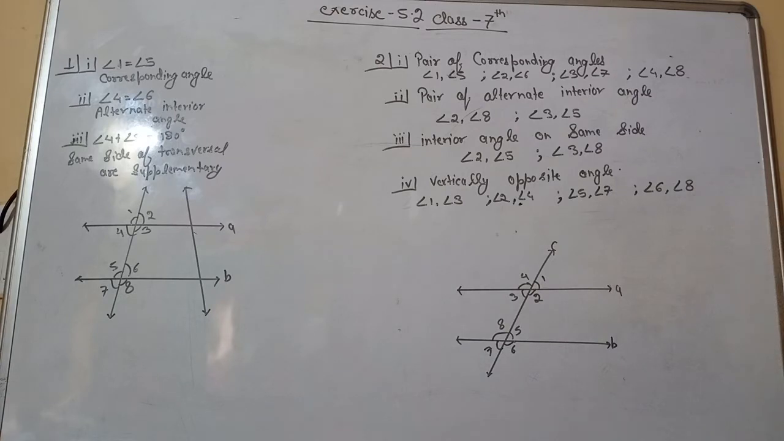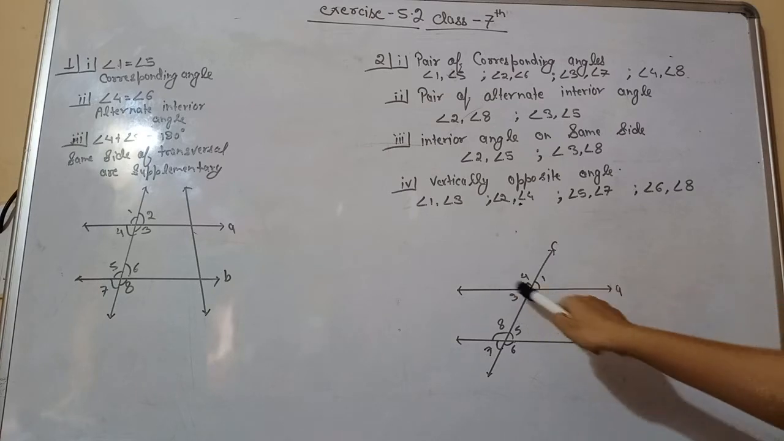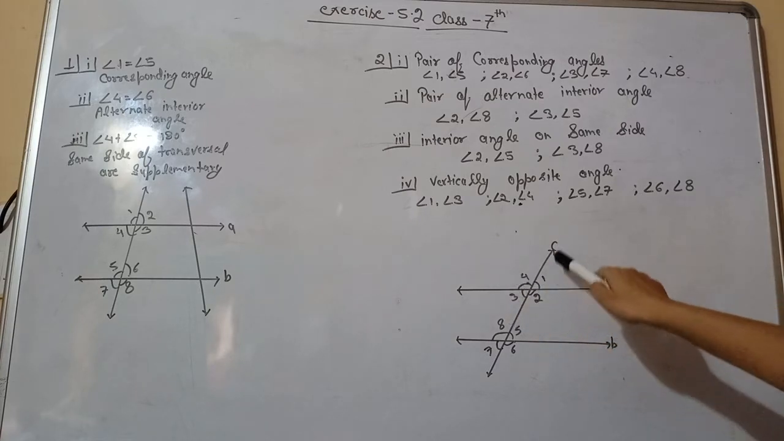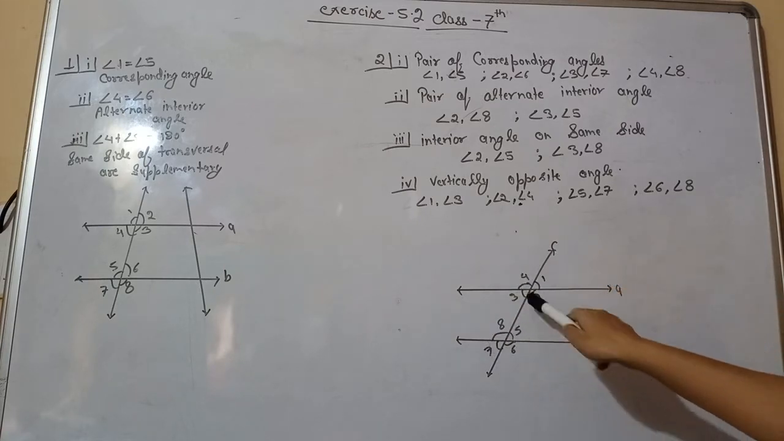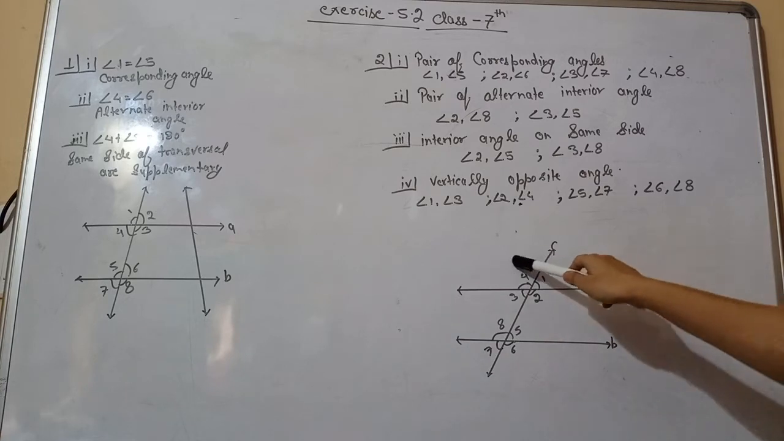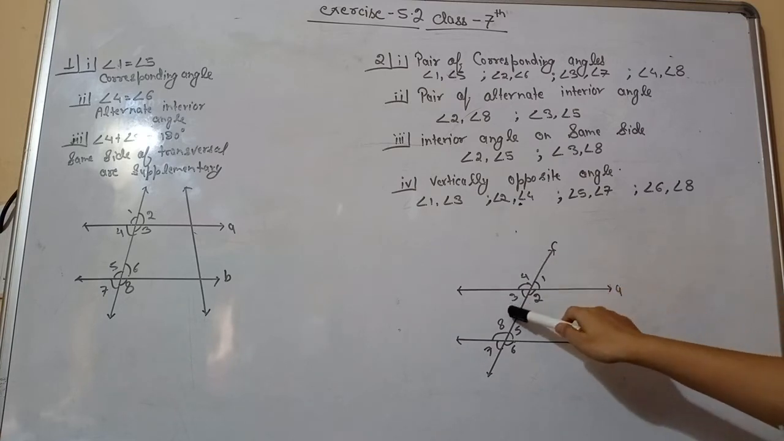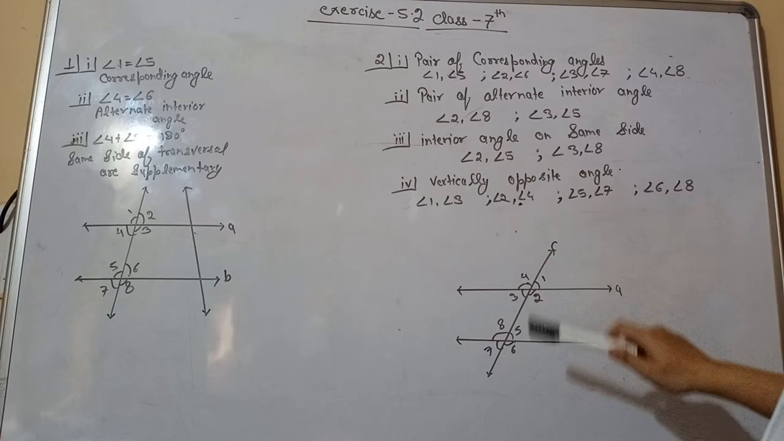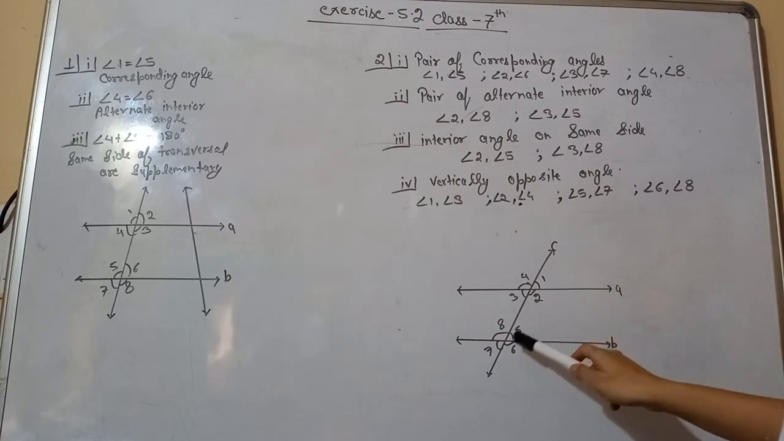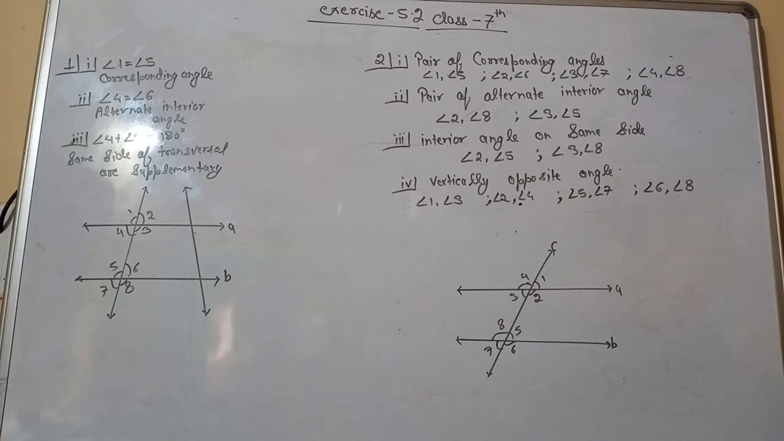Now fourth one is vertically opposite angles. What is a vertically opposite angle? If there is a crossing, okay, if there is an X sign. See here, this is an X sign and this is also an X sign. So angles opposite to each other means 1 equal to 3, 4 equal to 2. And here also you can see 5 equal to 7, 8 equal to 6. So these are called vertically opposite angles.